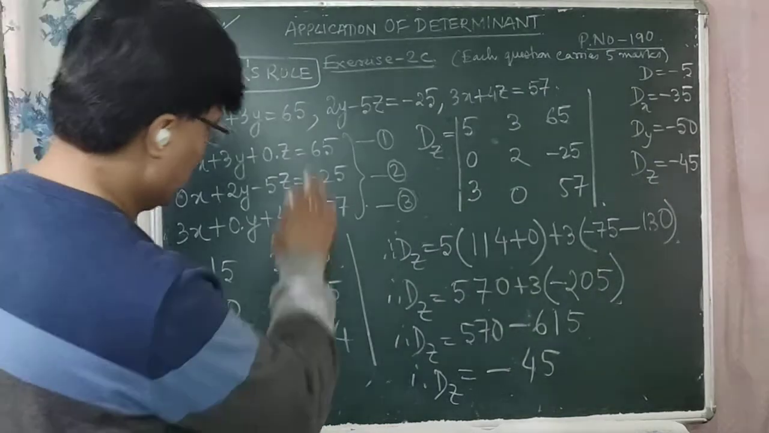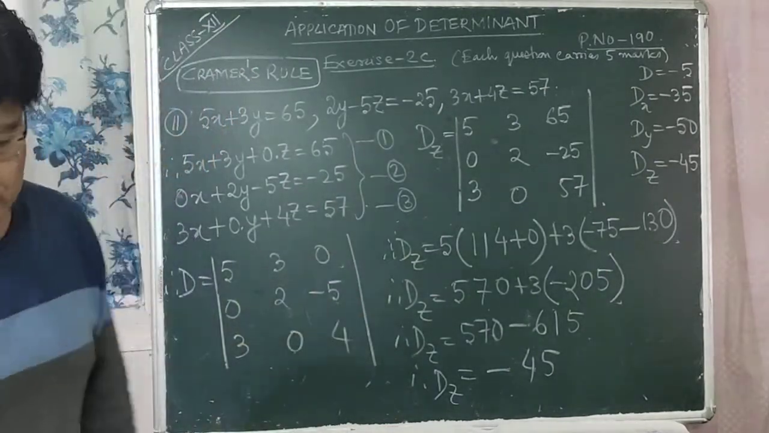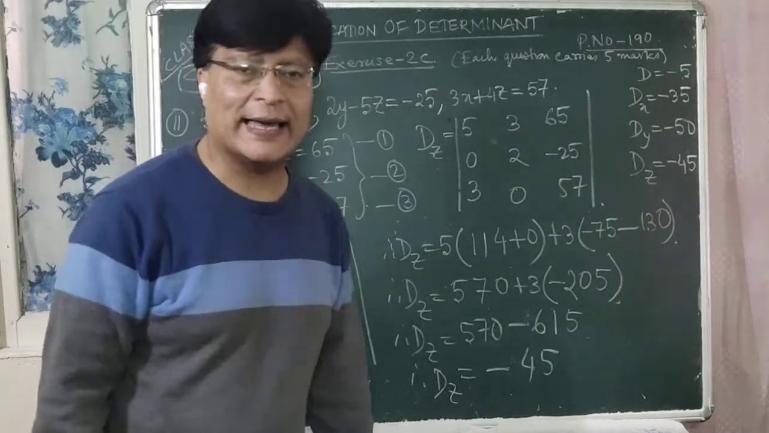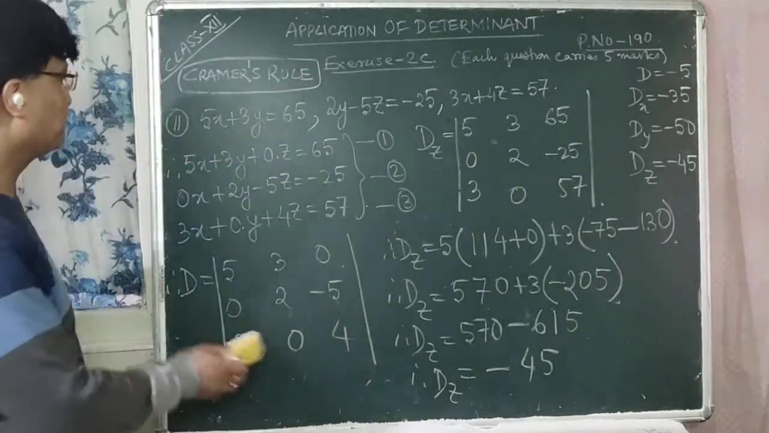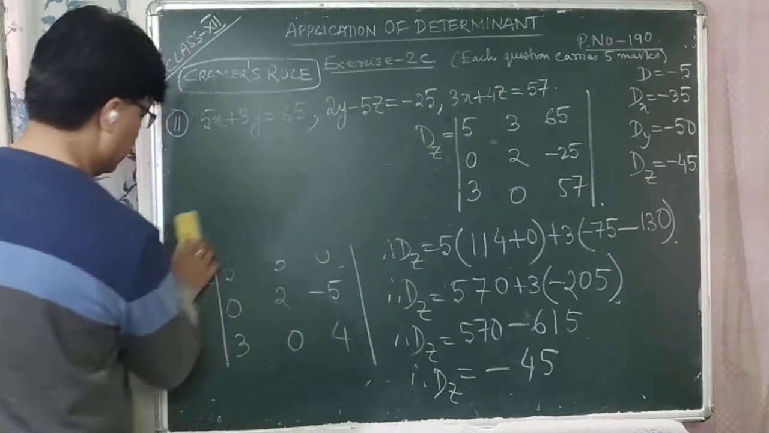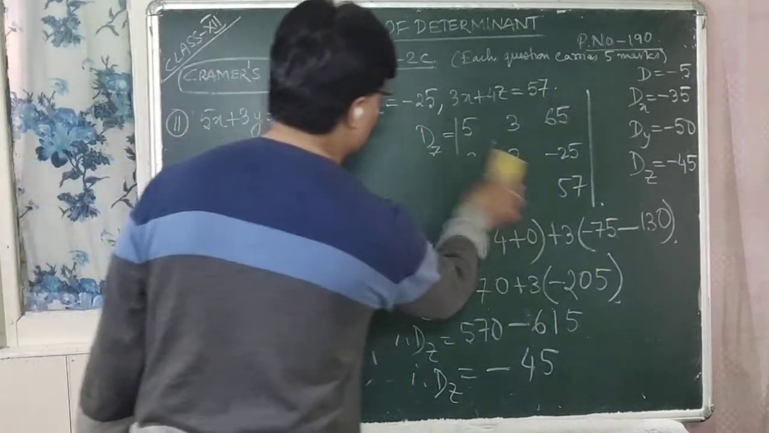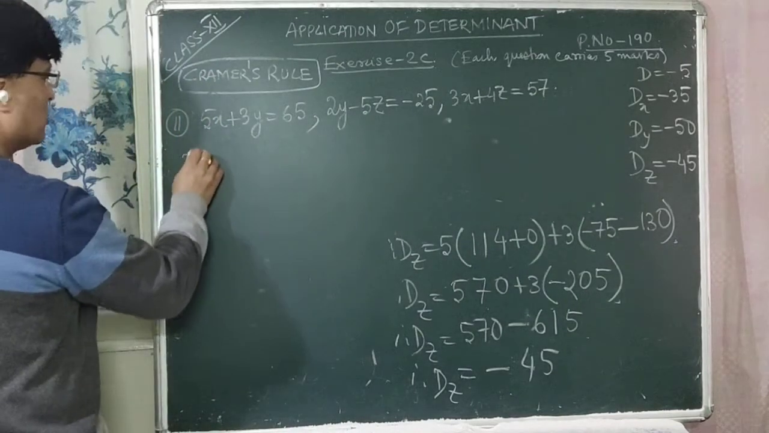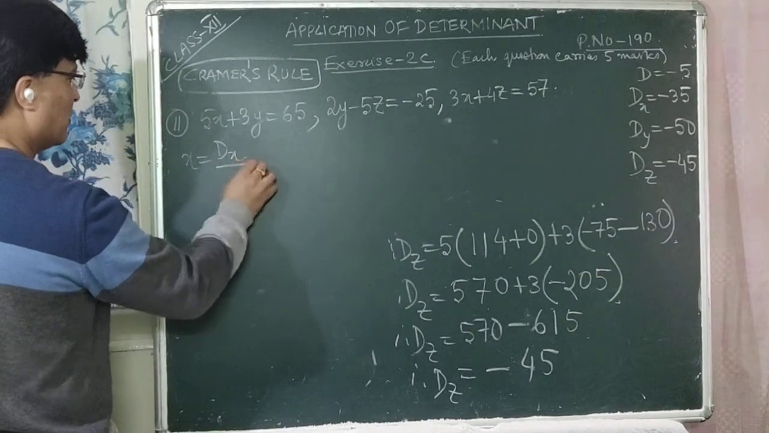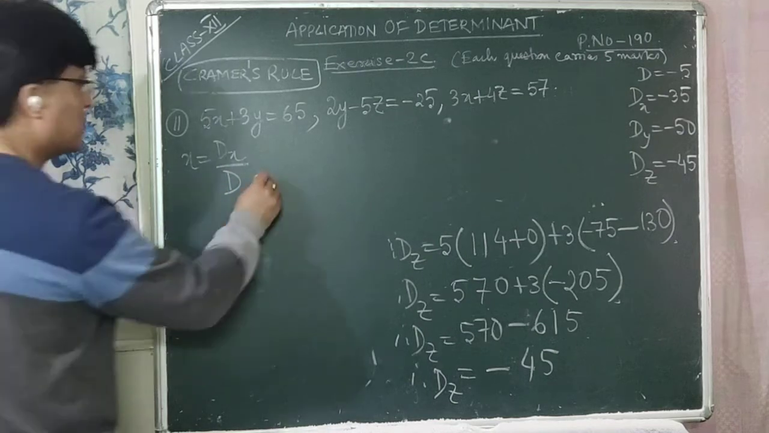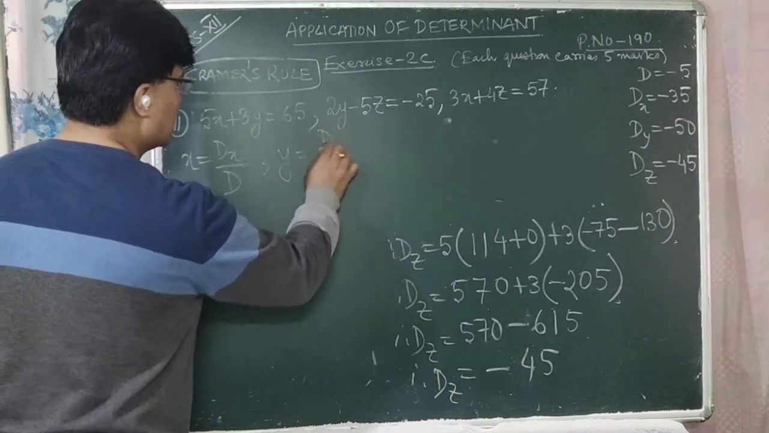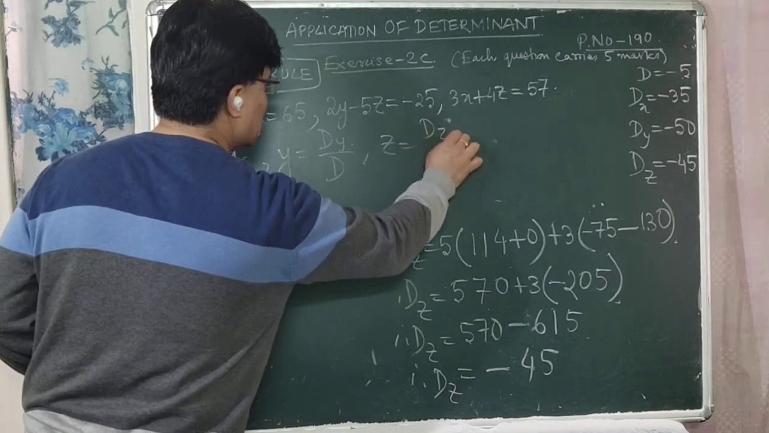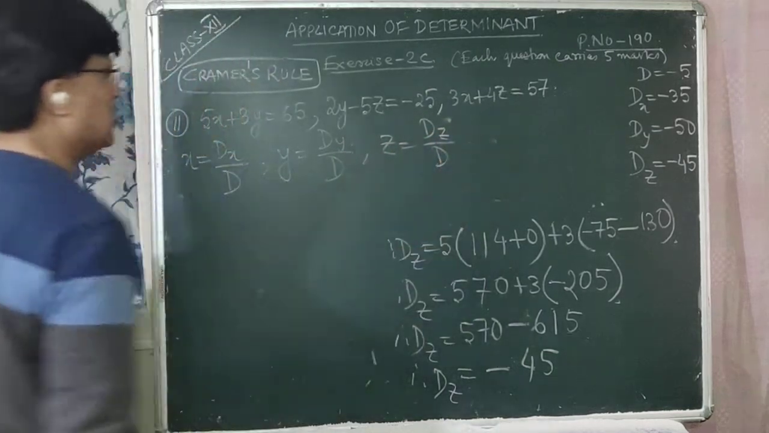Okay. So this is the simplification. You can copy it. Now let us find out the values of x, y and z. So you know that from Cramer's rule, x is equal to dx by d, y is equal to dy by d, and z is equal to dz by d.